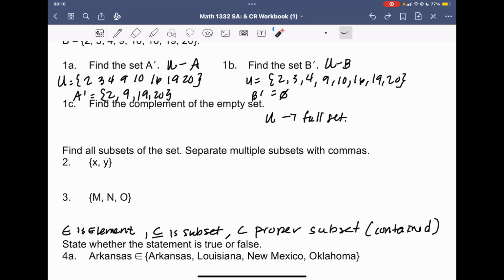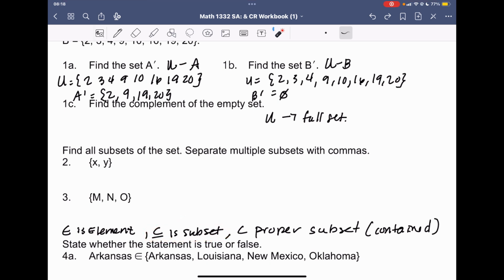All subsets of the set, separate multiple subsets with commas. So a subset is going to have, again, these brackets, right? All sets or subsets are going to have those brackets. So here's a reminder of some of the symbols. You have a curved E, that's the element. Subset is a curved C with a line underneath it. A proper subset is going to be a curved C. I also like to call this contained, because a proper subset does not contain the original set the way subset does.